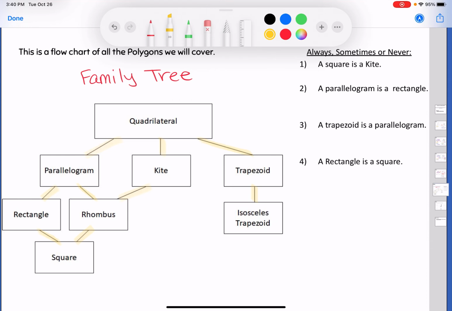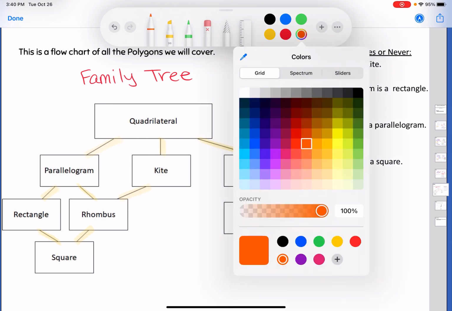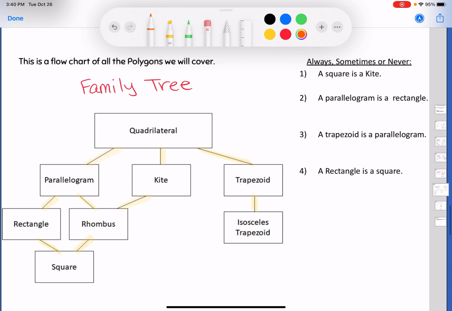The quadrilateral family tree is also a great way to answer some of these always, sometimes, never questions, which I know you guys love. So always, sometimes, or never, a square is a kite. So when we use that quadrilateral family tree to answer an always, sometimes, never question, you kind of look, where's the first one compared to the second one? If the first one is under and connected, it would be always.